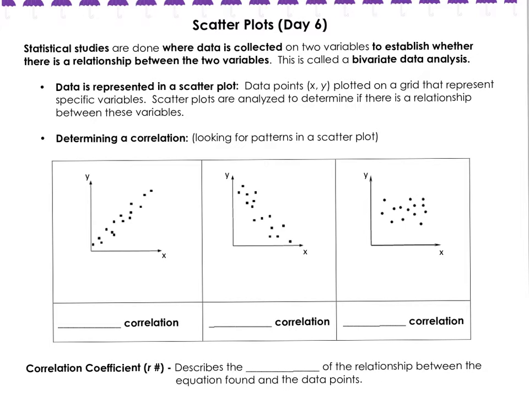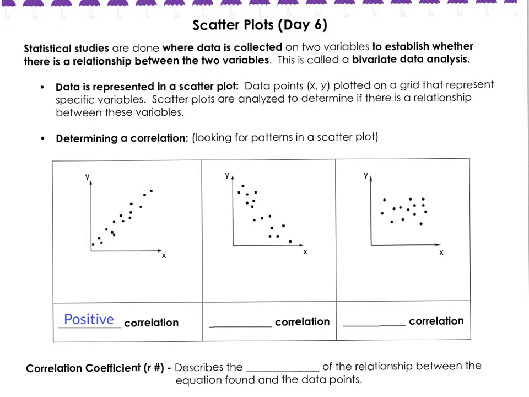So when we look to determine if there is a correlation, we are always looking for the pattern that is visible in a scatter plot. So for example, if we look at this first one, we can see that generally they're going from a low point, their low x and y value, to a high x and y value. As the x values increase, the y values also increase. Or as the y values decrease, the x values decrease. This is a positive correlation.